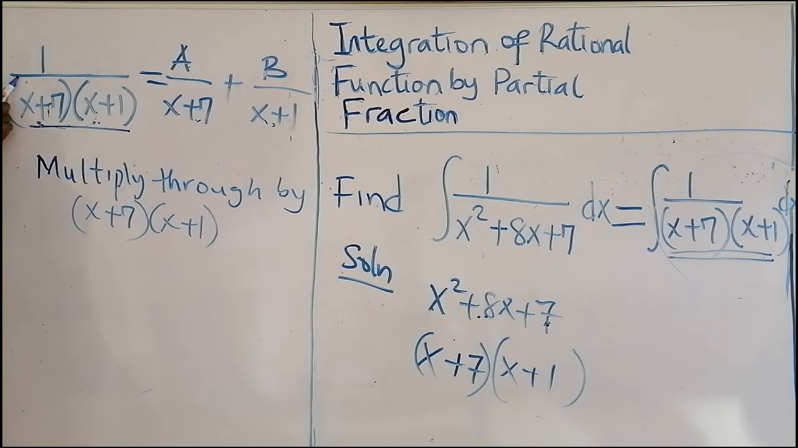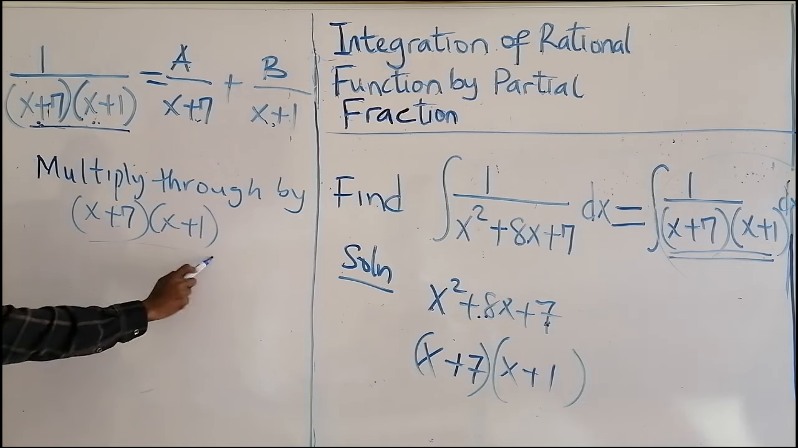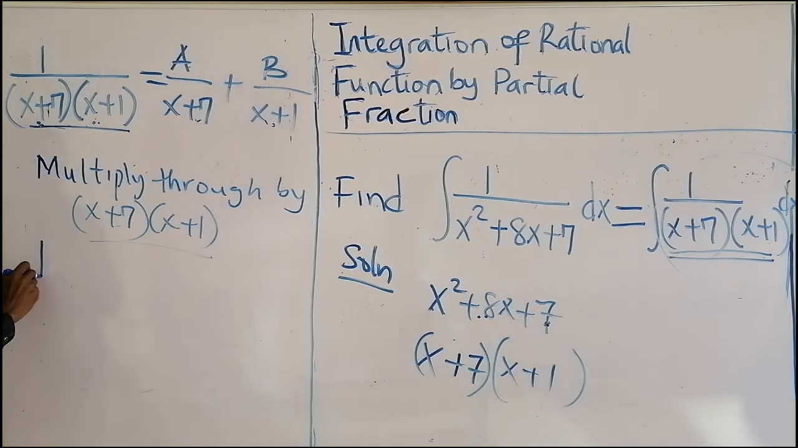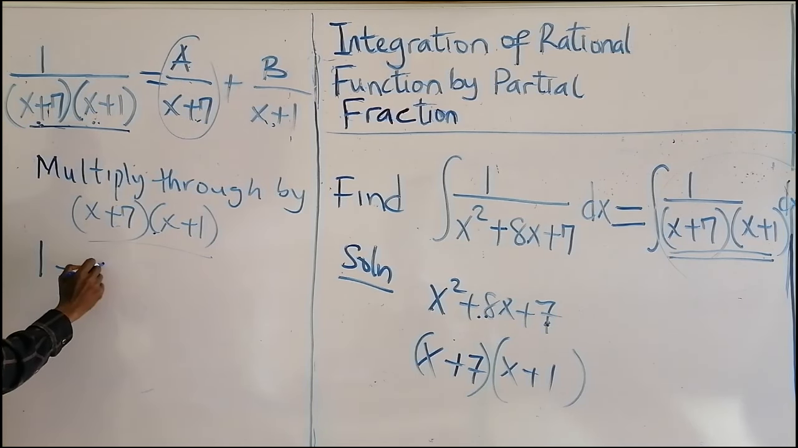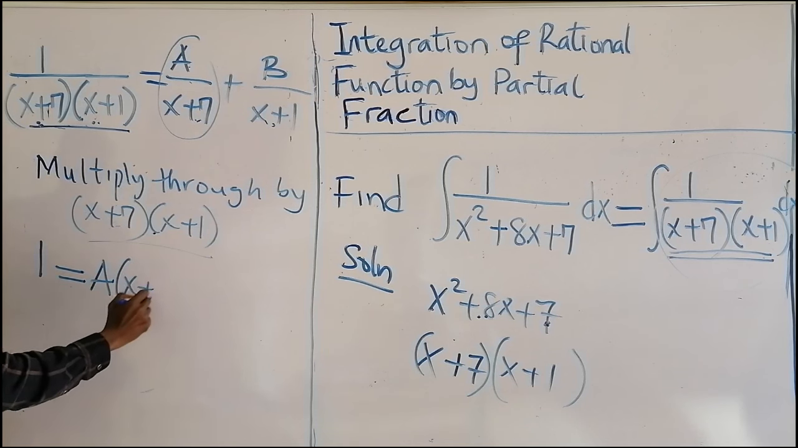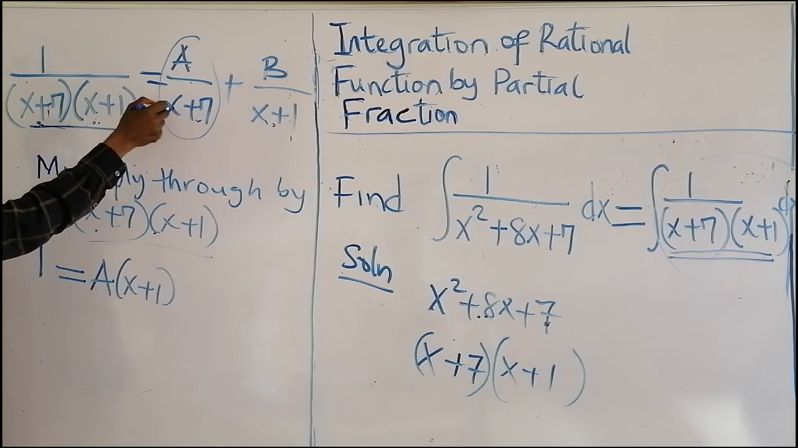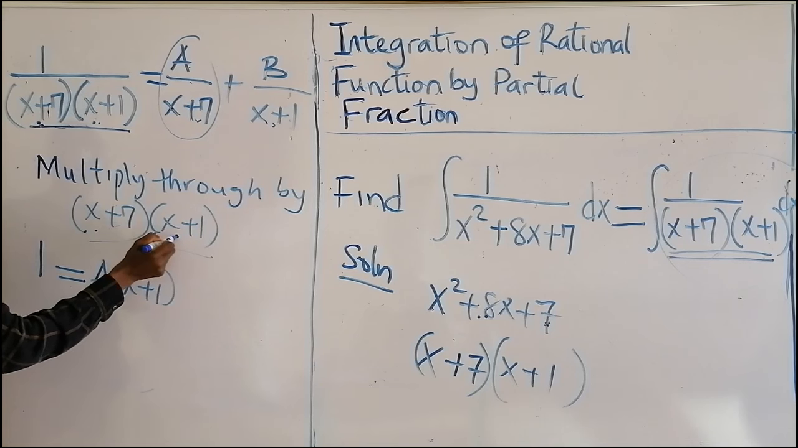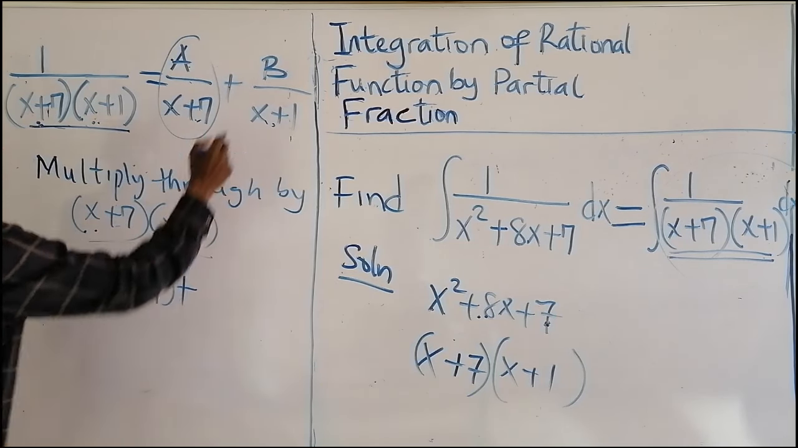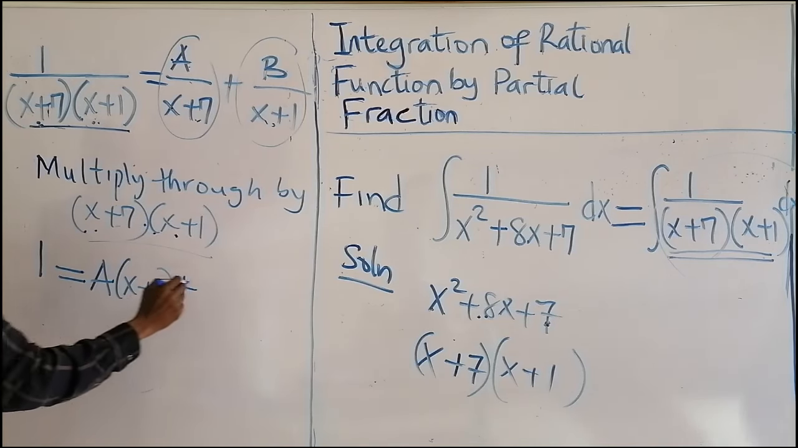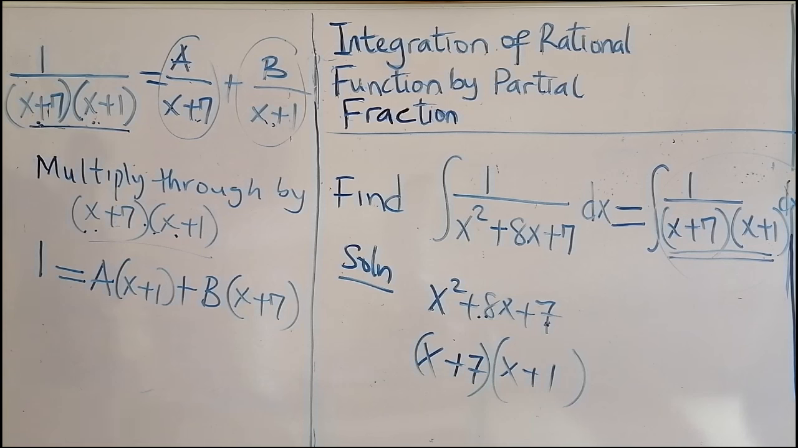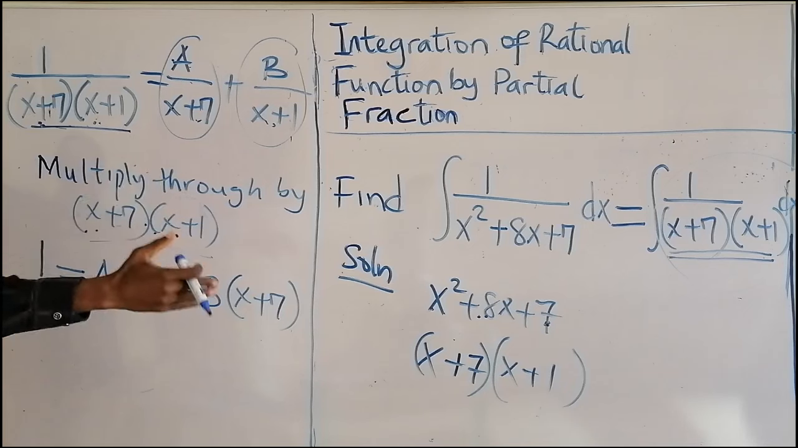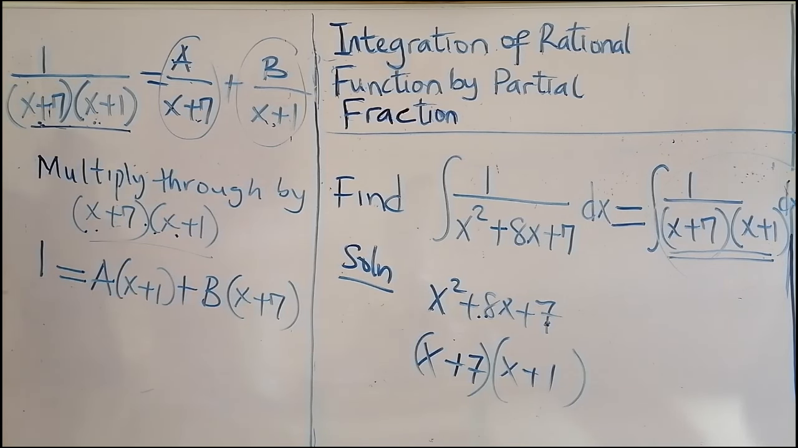If you do that, this fraction times this common factor, we are going to have 1 on the left equal to A times (x plus 1), because x plus 7 is here and x plus 7 is here, so it cancels out. Then plus, do the same thing, this fraction times the common factor, so we have B times (x plus 7). The next thing to do is to find a way of cancelling one of the constants and get the second constant, and that will call for substitution.